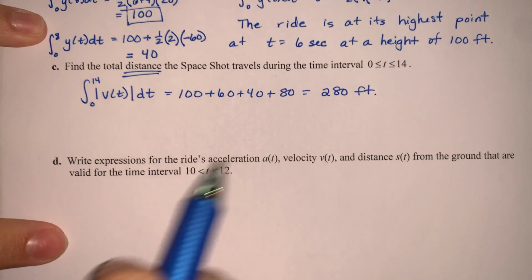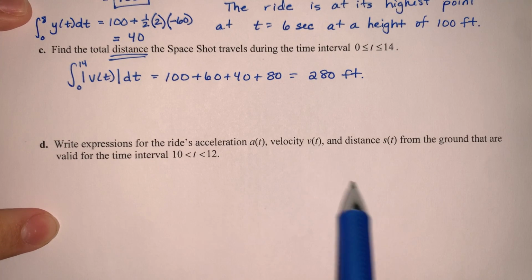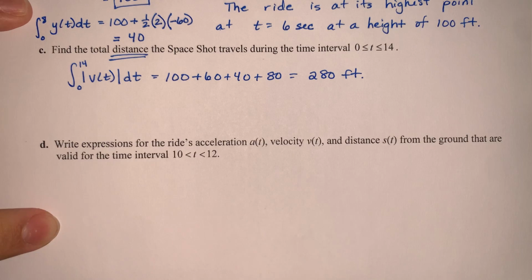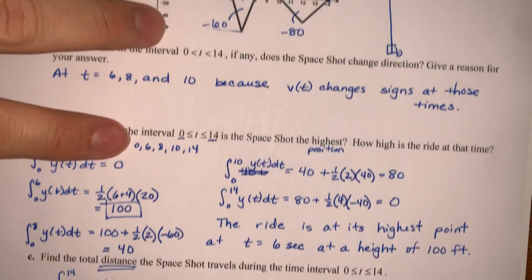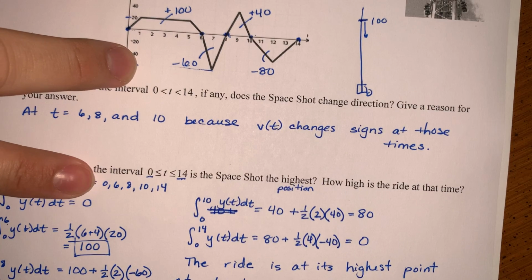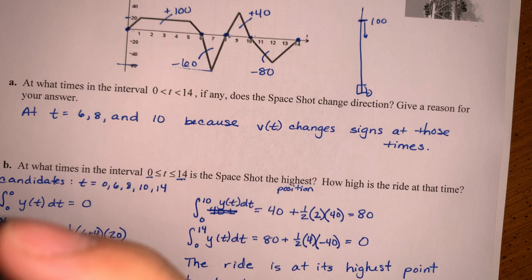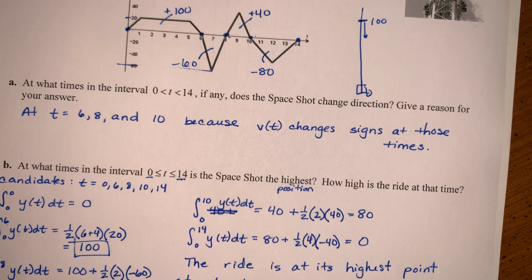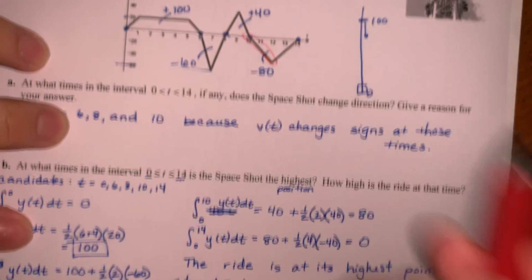So for part D, it says write expressions for the ride's acceleration a of t, velocity v of t, and distance s of t from the ground that are valid for the time interval from 10 to 12. Right now, we're only interested in this time interval, from 10 to 12. This is what we're interested in.